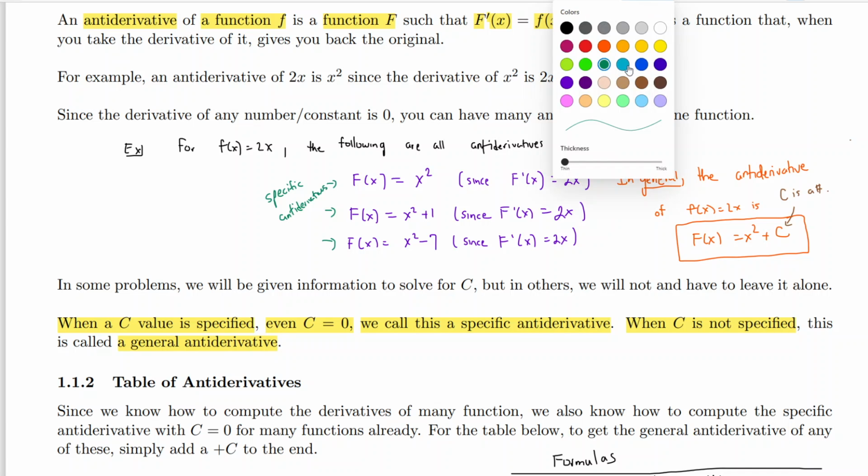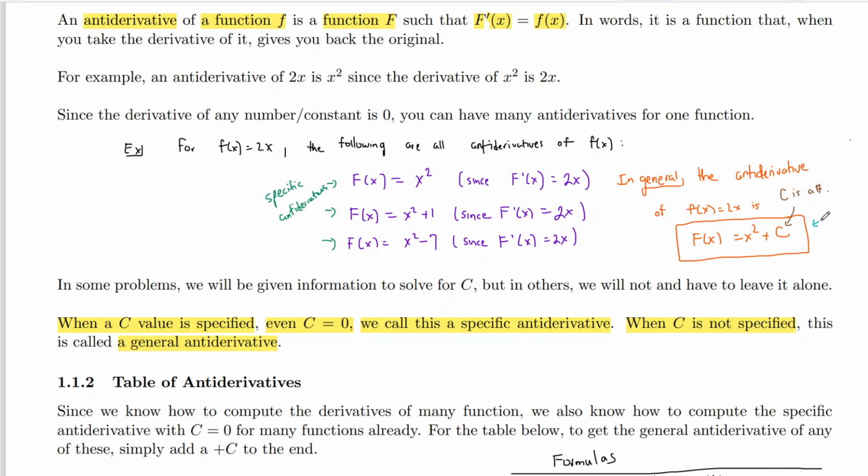And then the f of x plus c, that is the general antiderivative. Now, what we'll see very quickly when we start working problems is that you always find the general antiderivative first. Then if you're given extra information, you'll be able to solve for c. And we'll see what that looks like when we go through problems as well.